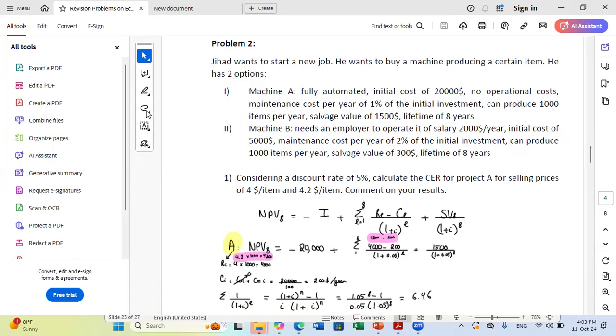Professor, how long will the session be? I will do this problem together, and I will introduce for you the comparison between economic and financial analysis. So maybe 1 hour and a half nearly. Okay.